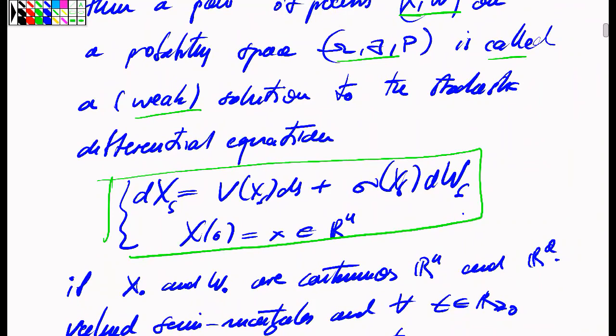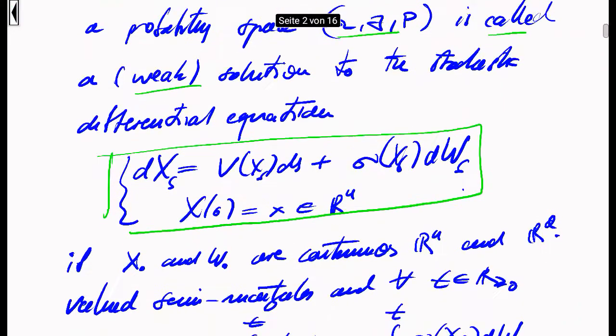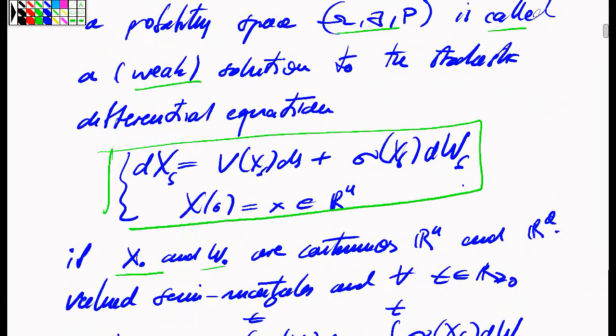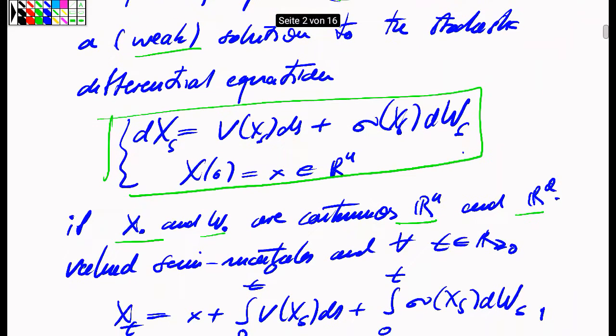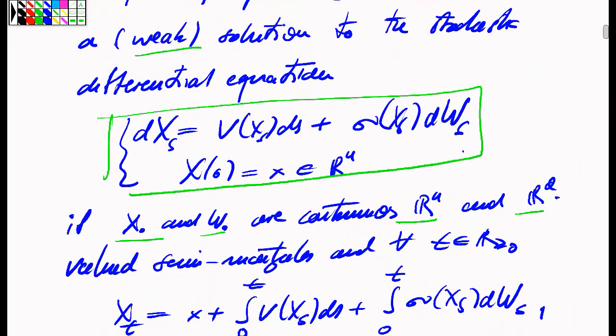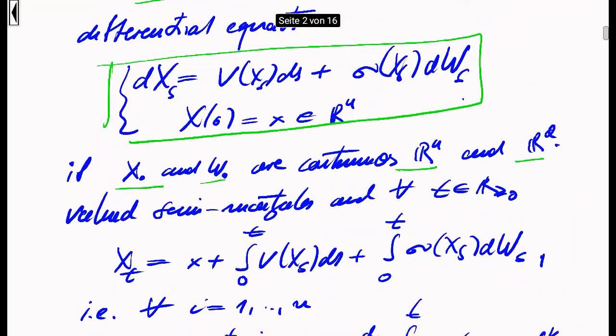We call that a weak solution to the stochastic differential equation if X and W (omega) are continuous Rn and Rd valued semi-martingales on this probability space, which is supposed to be equipped with a certain filtration. So we want these two processes to be semi-martingales such that we can use the theory of stochastic integration. And it is so that for all times the corresponding integral equation is satisfied for this pair of processes.